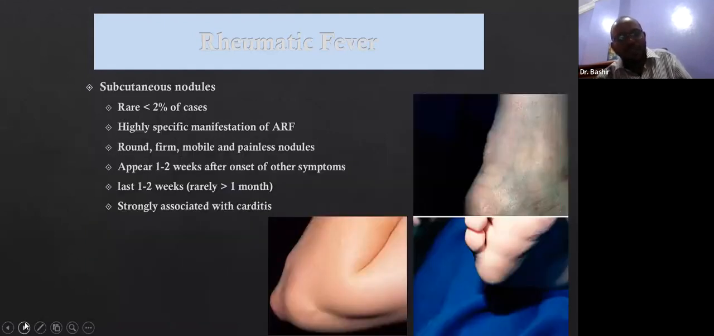Subcutaneous nodule is very rare, a highly specific manifestation of acute rheumatic fever. It is a round, firm, mobile, and painless nodule on the extensor surface that appears 1 to 2 weeks after the onset of other symptoms. It lasts 1 to 2 weeks, rarely more than 1 month. Strongly associated with carditis.